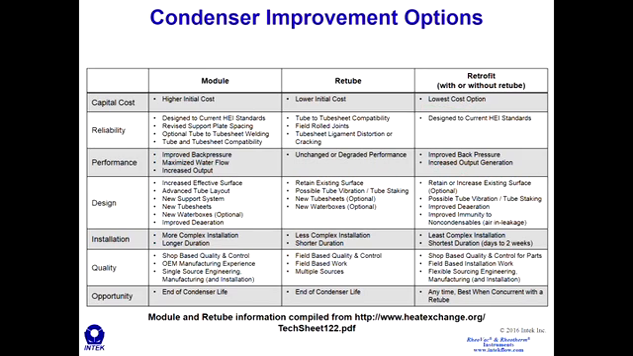Performance, you can get improved back pressure, increased output generation with the retrofit, and really any time is a good time to perform these retrofits, but the best time really is concurrent with a retubing. Because that's when we have the most access to the bundles to incorporate the best configuration for air removal.